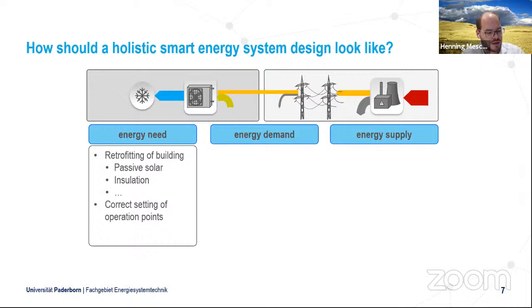So maybe we don't need that temperature, but it's possible to allow that the cold store has not only minus 20, but minus 15 degrees. And that means that we can set the correct operation points of our chilling machine, and that we need less electricity to provide this temperature to the cold store.